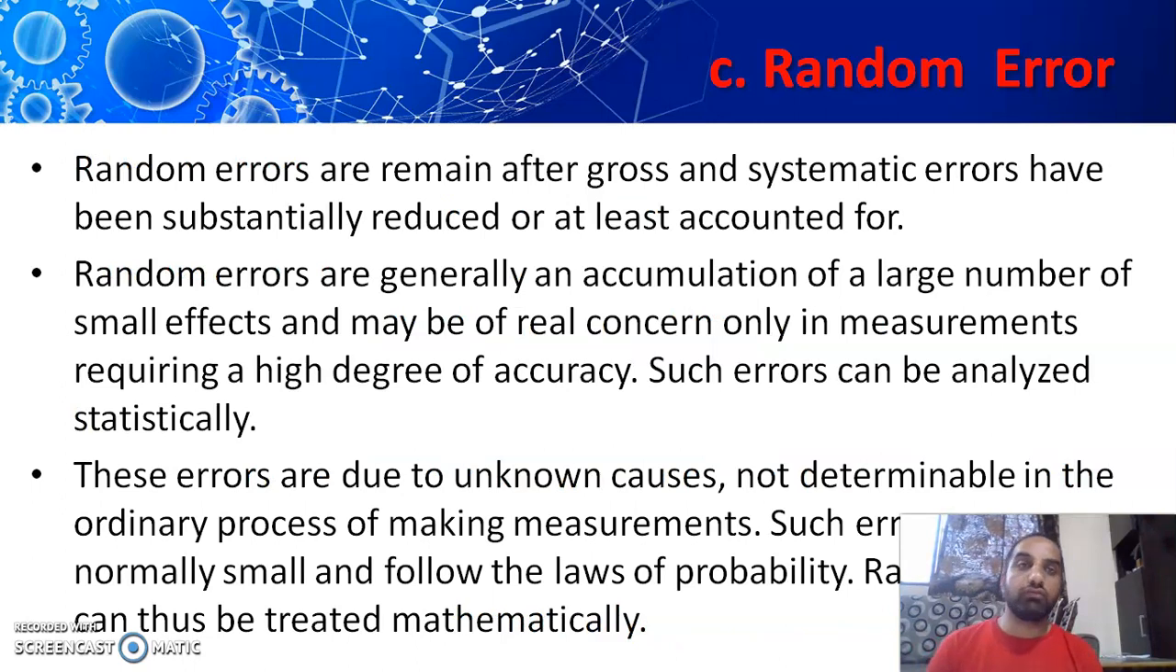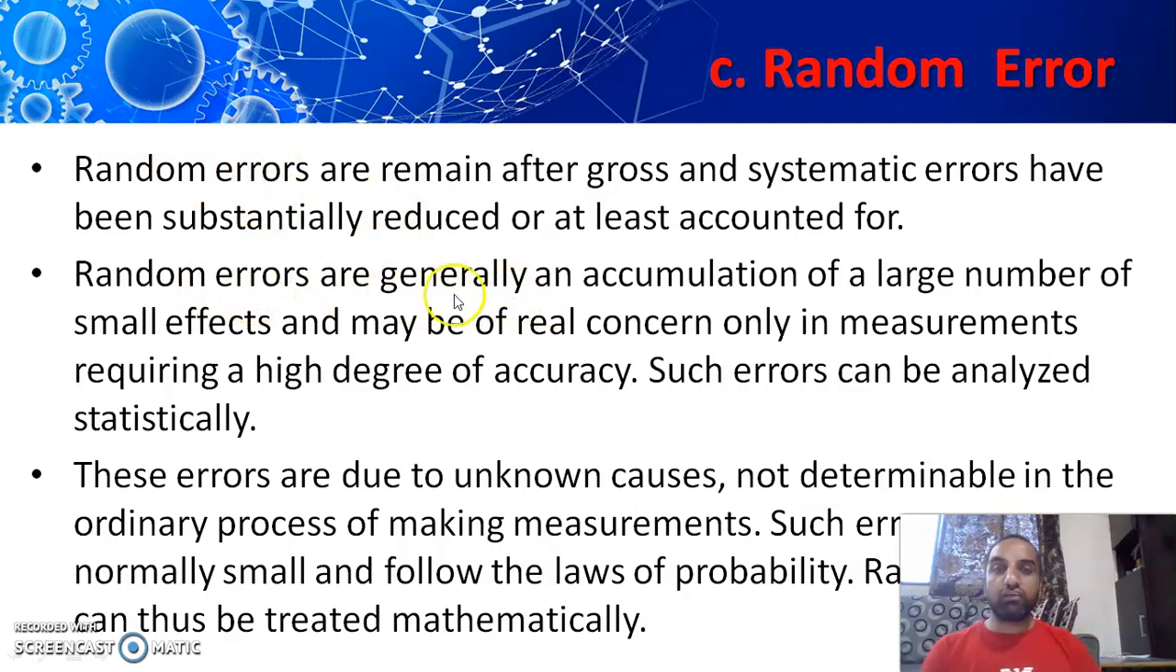Now, the third type of error is random error. Random error enters after the gross and systematic errors have been substantially reduced or at least accounted for. It means that if there is no gross error, and suppose there is no systematic error, there is still a new kind of error introduced inside the measurement of the experiment. That error is the random error.